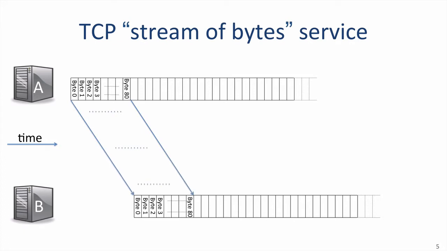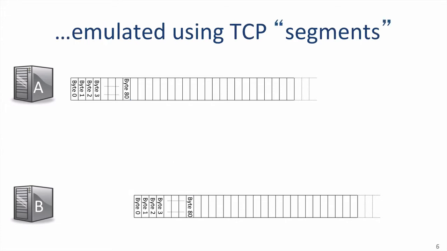Data from the application on A is delivered to the application at B. The TCP layers on A and B work together to make sure the stream of bytes is delivered correctly in order to the application at B. The stream of bytes is delivered by TCP segments. A puts bytes from the stream into a TCP segment, hands it to the IP layer, which delivers it to B. The TCP layer at B extracts the bytes to recreate the byte stream and delivers them to the application at B.